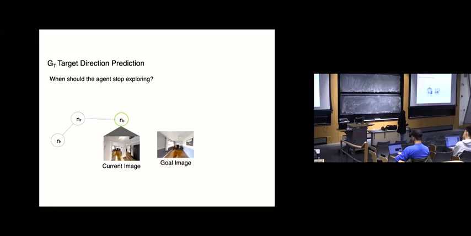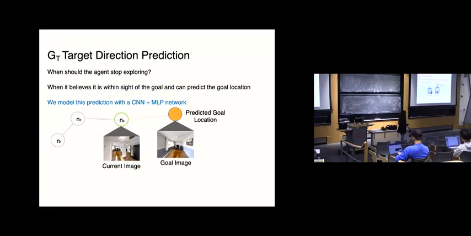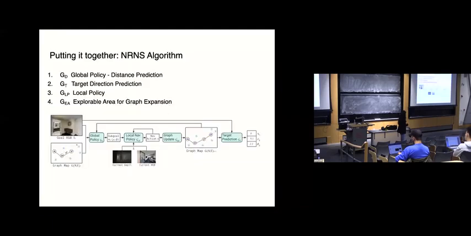Well, you see that this goal image is actually kind of visible from here. And when it believes it is within sight of the goal, it can predict the goal location, and predict the direction that you need to move to go to that goal location. All right, that's all. So this is it. These are the 4 steps.